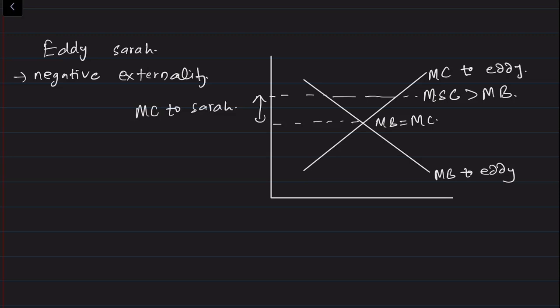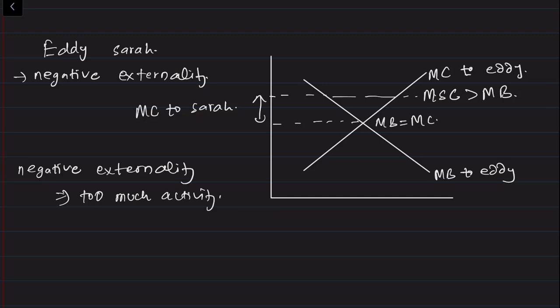So he should practice too little, right? Because he is creating negative externality to Sarah. But if AD does not take Sarah's cost into account, he will practice too much. So whenever there is negative externality, people tend to do too much of the activity. All right. So this is about positive and negative externality.